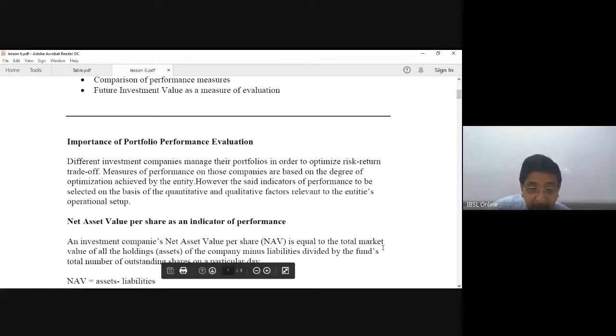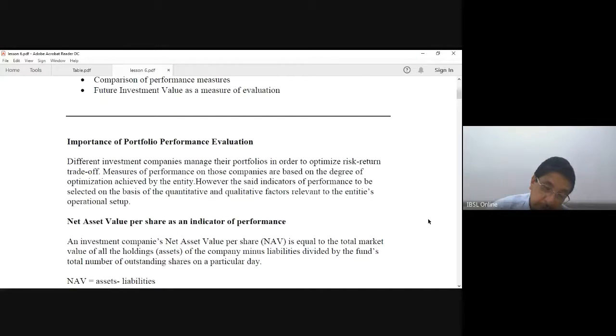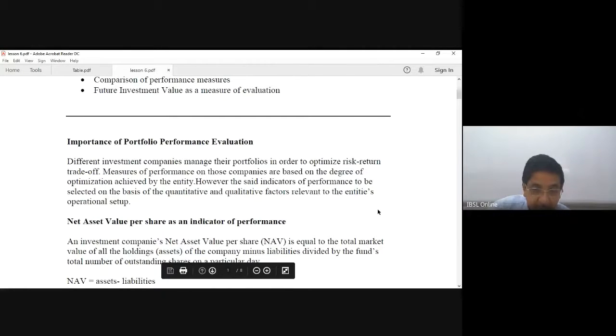But we need to select the performance measures on the basis of quantitative and qualitative factors relevant to the entire entity's operational setup. I think that has a great discussion opportunity, so I need to get your ideas also. You can prepare with your own ideas, so we can have a discussion. At the end of the lesson, we can have a discussion on this, because these things are very important rather than calculations, because they will give you some qualitative understanding.